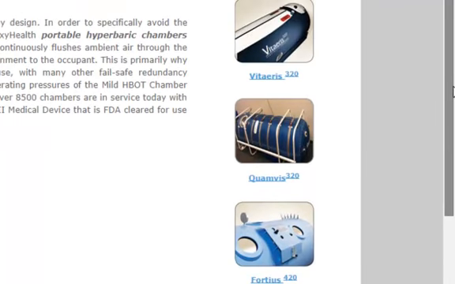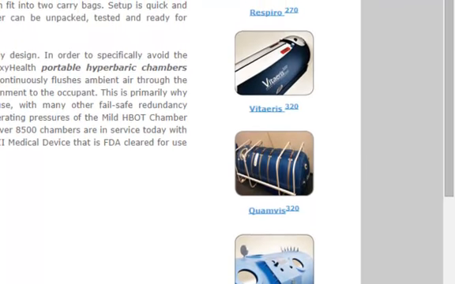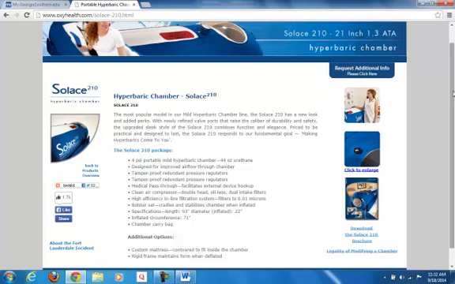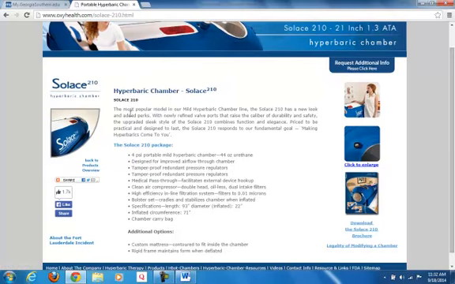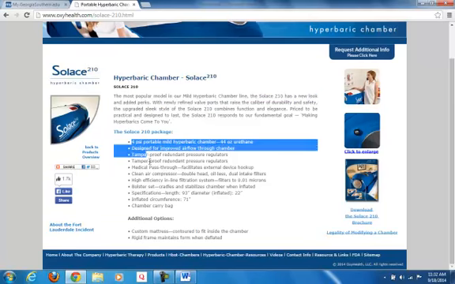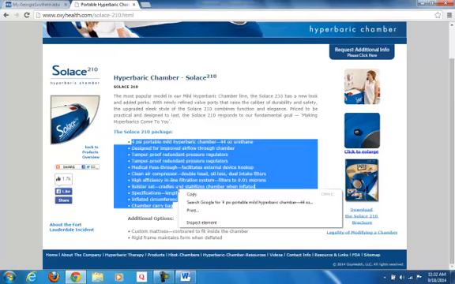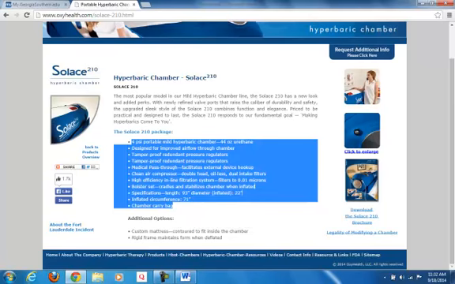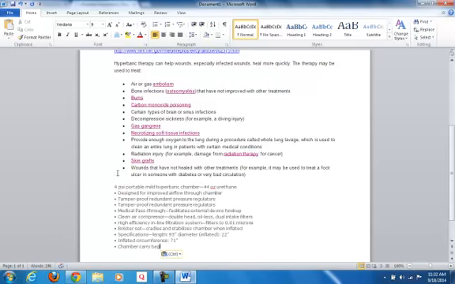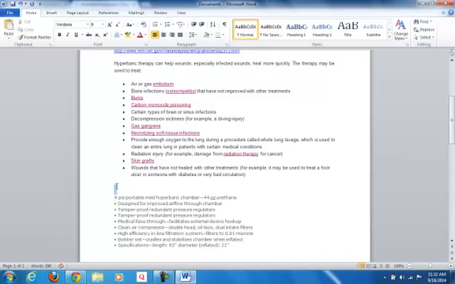Now they have a couple of their bigger ones over here, such as their Solace 210. So I'm going to open that up and see what there is about their chamber. Okay, this one seems to be one of their portable hyperbaric chambers, and it is their most popular model. And some of the things that they have that is special to this one is this setup right here. So I'm going to copy that because that has a lot of information about what actually composes a hyperbaric chamber, especially a portable one.